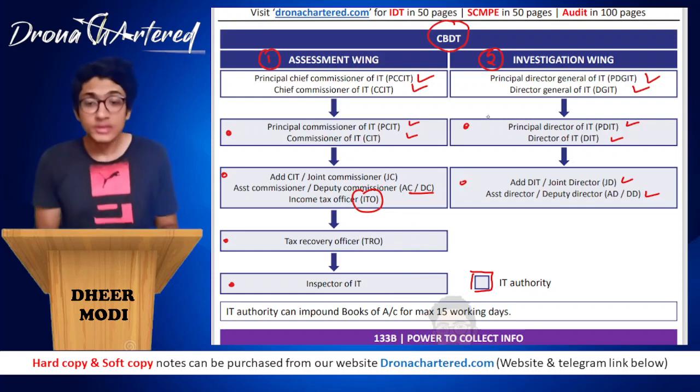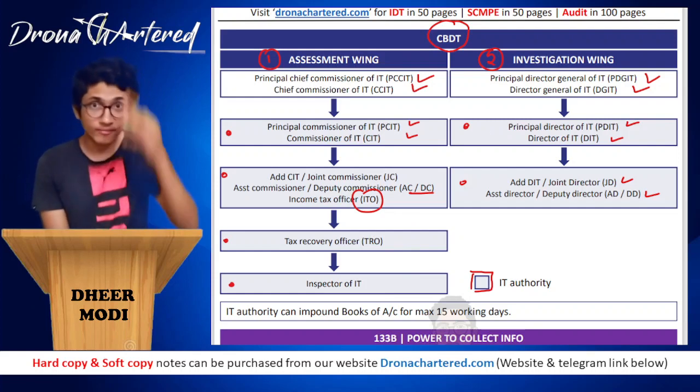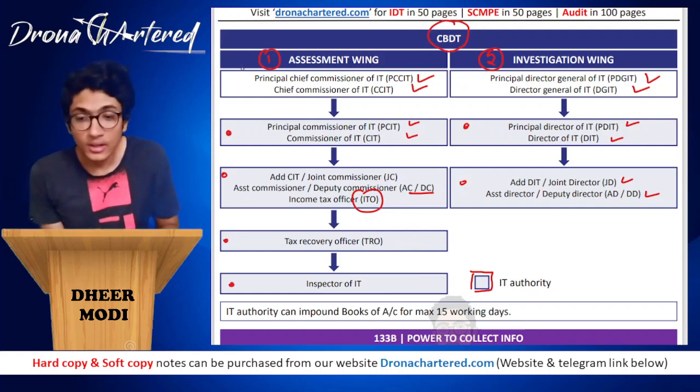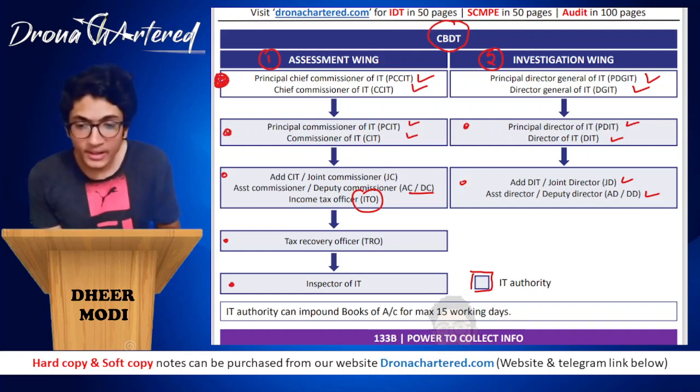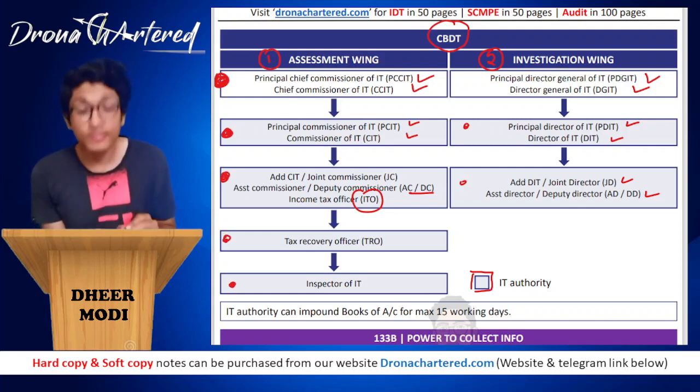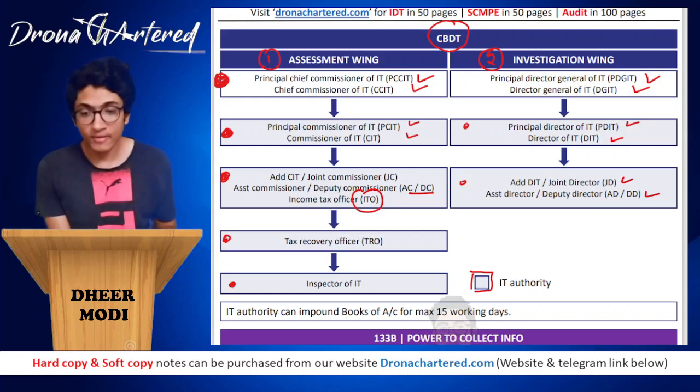So these people are your most powerful. We are going in a descending order. So these are your most powerful. These are comparatively less powerful. And this is the least powerful. Okay, so this is the downward power.